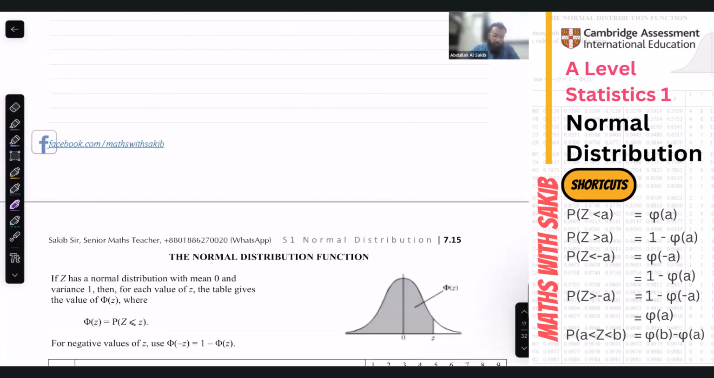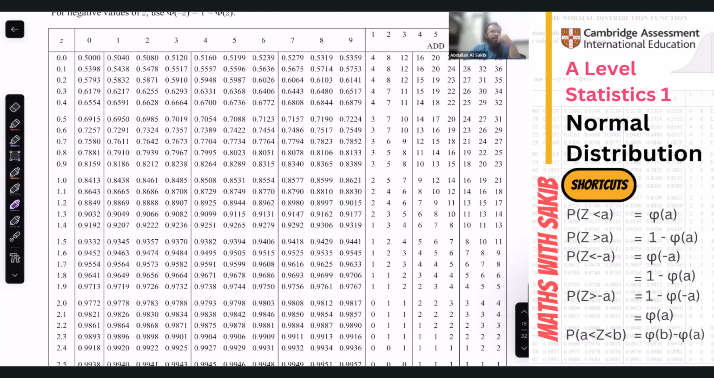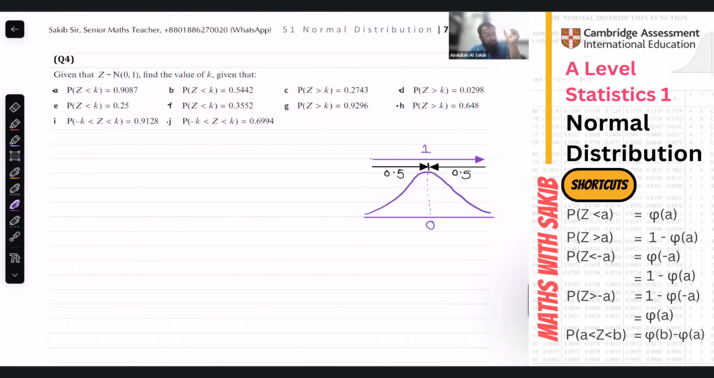Okay, so let's start. Kindly draw a normal curve the way I drew. The total probability in a normal distribution curve is 1. From negative infinity to mean 0 is 0.5, and from mean 0 to positive infinity is 0.5. These are the areas or the probabilities. So now, the random variable Z is following normal distribution where the mean is 0 and the standard deviation is 1. Find the value of K given that.